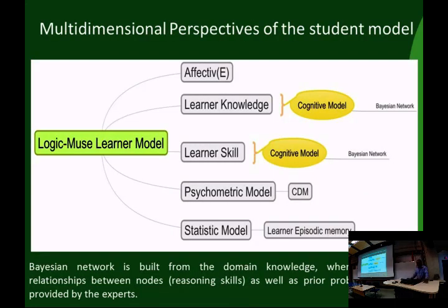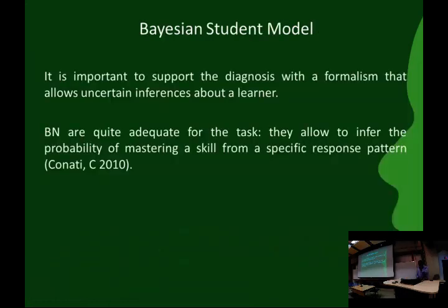So in terms of cognitive model, which represents learner knowledge and learner skill, we have used a Bayesian network. Christina is an expert for this kind of thing. This choice is motivated by the fact that we should keep in mind that an ITS only has an approximation of what the student really knows. So using a probabilistic system like a Bayesian network is maybe the best thing to do in that situation. The Bayesian network is quite an adequate formalism for this task, because this uncertainty should be taken into account when we infer knowledge about a given learner.